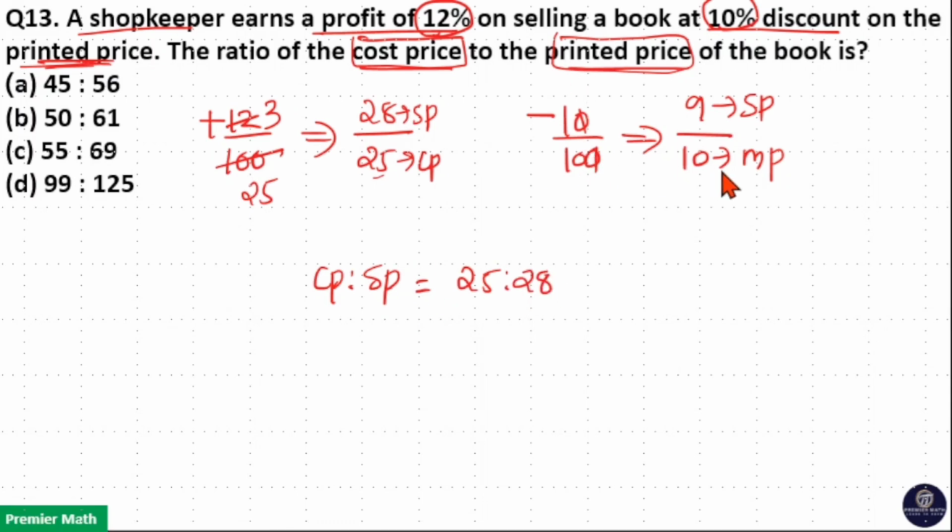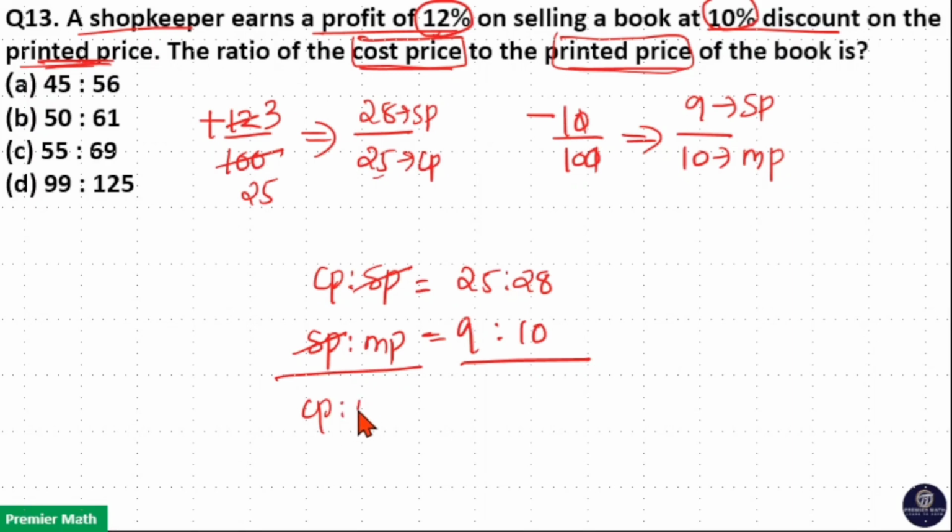Then here, take the ratio of selling price and mark price, because we can cancel this selling price. That is 9 is to 10. Now you can see selling price cancels. Finally we got cost price is to mark price.